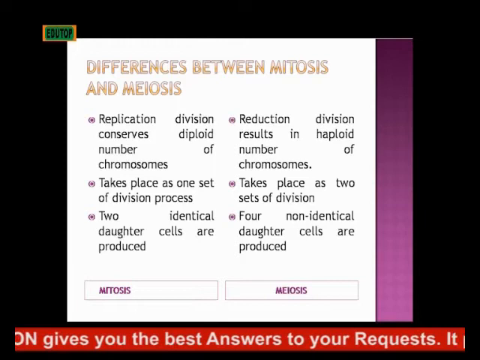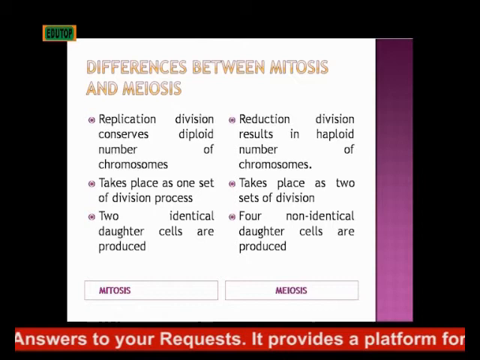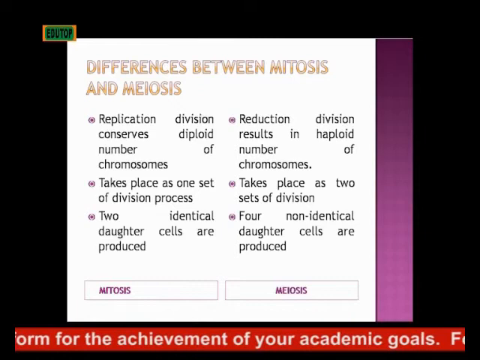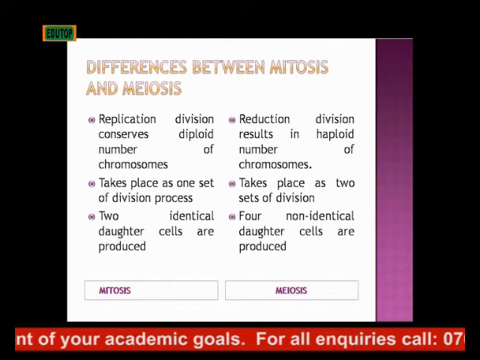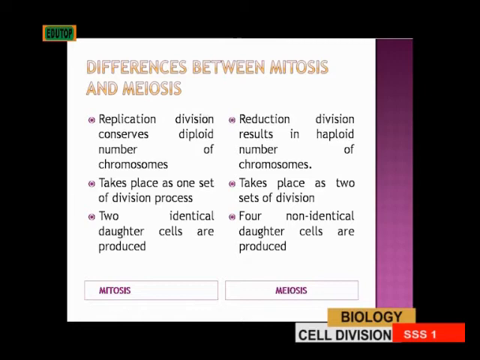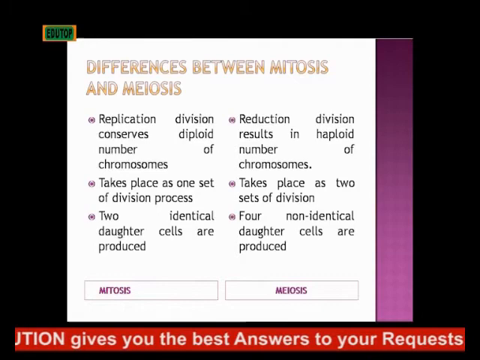Then in mitosis, you have two identical daughter cells being produced. At the end of mitosis, you have just two cells, while at the end of meiosis, you have four non-identical daughter cells. The daughter cells in mitosis are identical because they are from the same parent. But in meiosis, there is a paternal and maternal genetic combination, so there are four non-identical daughter cells.